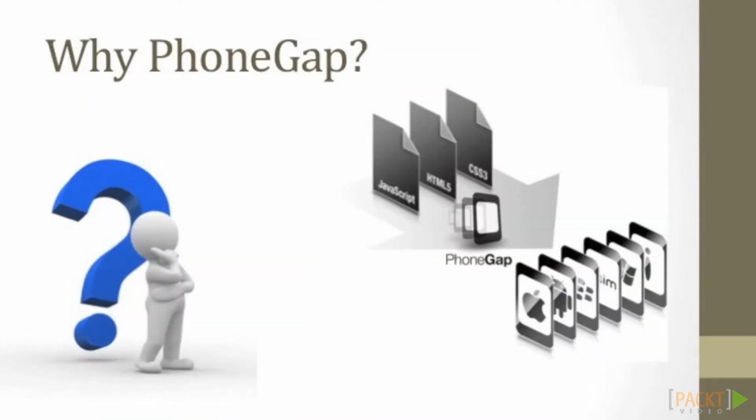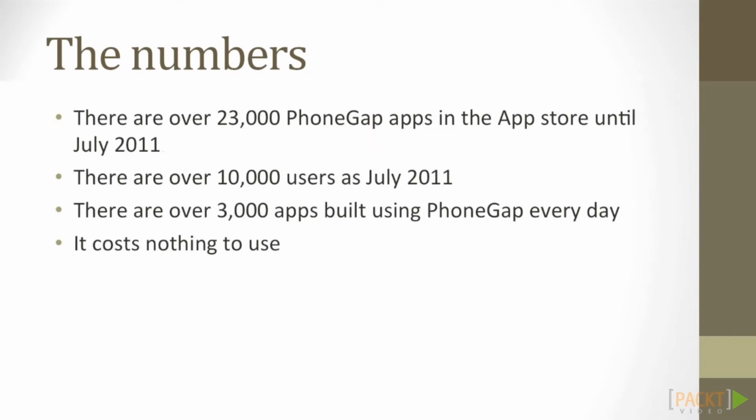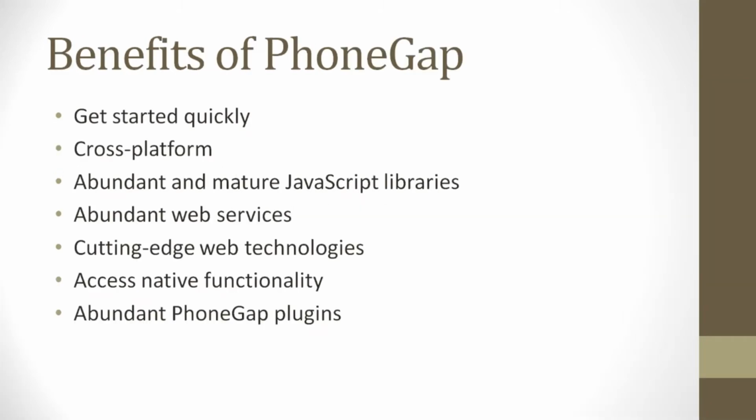Why choose PhoneGap over other similar products? Listen to these numbers about PhoneGap. By 2011, there were over 10,000 users and 23,000 PhoneGap apps deployed on the App Store. Over 3,000 apps are built using PhoneGap every day. Besides these amazing numbers, it costs no money to use it. PhoneGap has been a popular lightweight solution for mobile applications. Also, we can understand the benefits of using web technologies if we use PhoneGap. For example, reducing learning time, the cross-platform feature, and using existing JavaScript libraries and web services. We can even do more with cutting-edge web technologies such as HTML5 and CSS3.